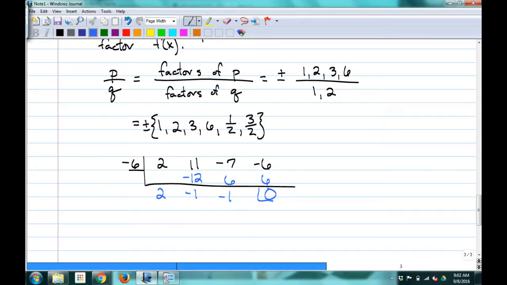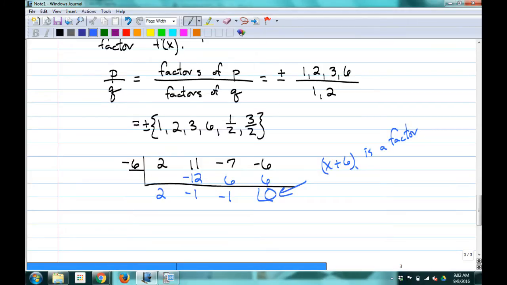What that tells me is that x plus 6 is a factor. Why did the sign change? Because it's opposite. Whatever our number on the shelf is, it's the opposite of what it is inside of the factor. So far we've identified one factor of the polynomial. We've reduced this down to a what?